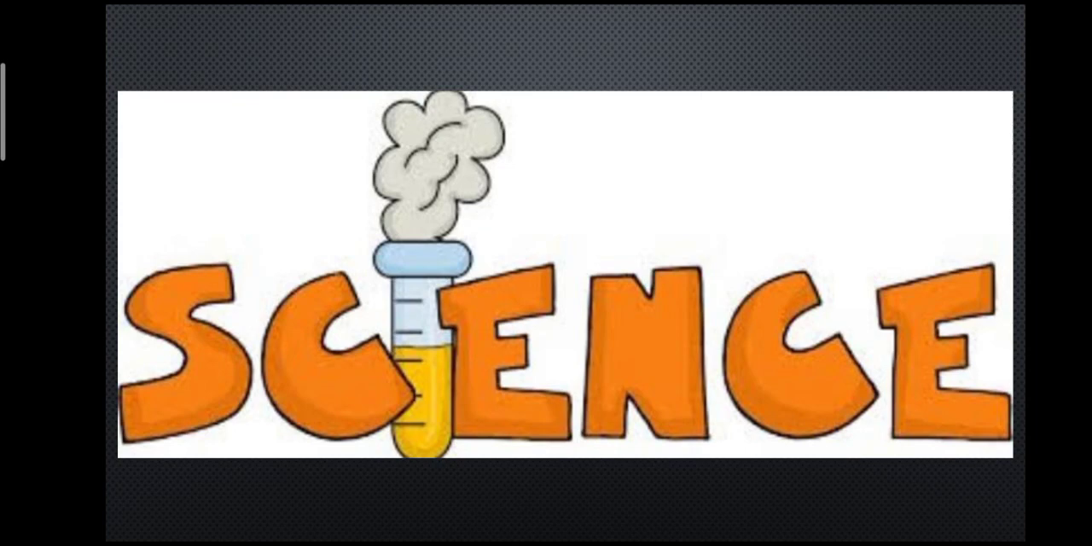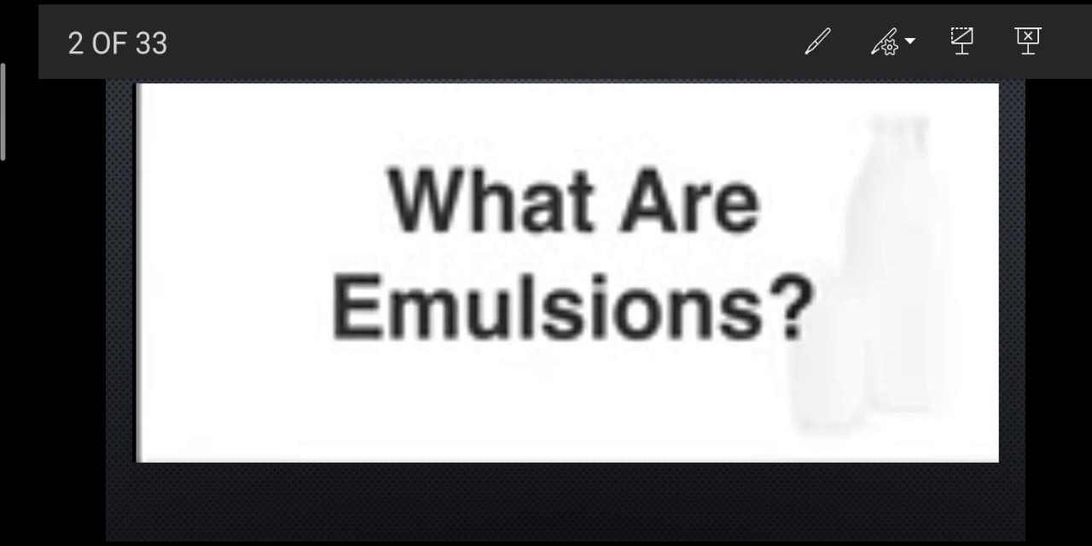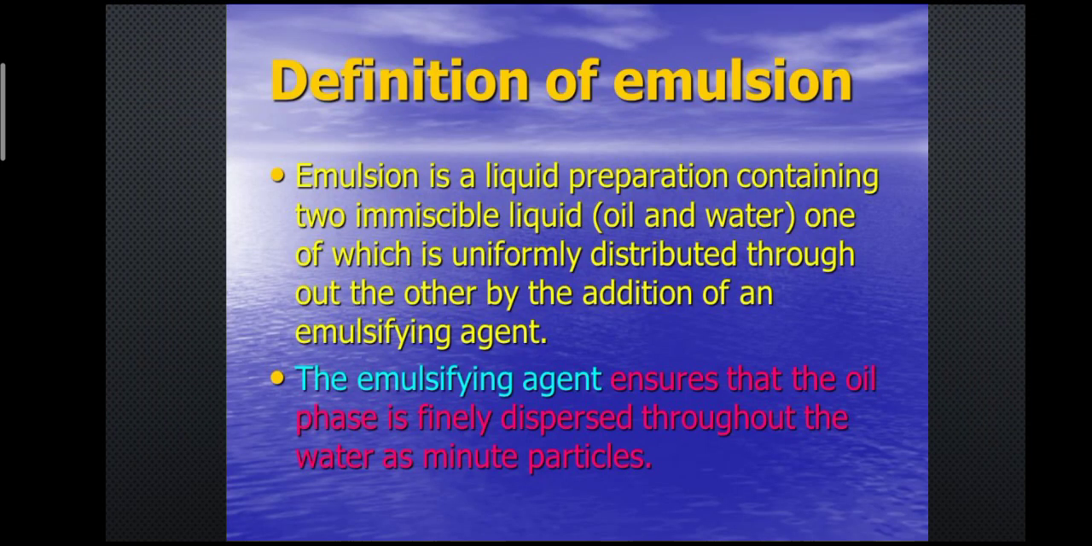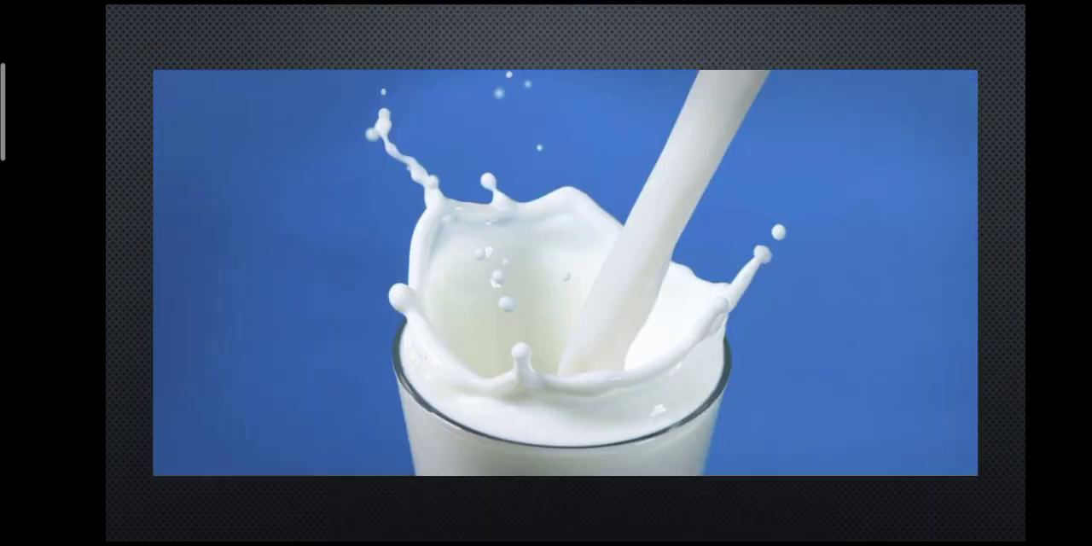Today, we are going to learn about emulsions and its types. Now, what are emulsions? An emulsion is a colloidal system in which both dispersed phase and dispersion medium are in liquid state. Milk is a familiar example of emulsion, which is considered as a fat emulsified with water.